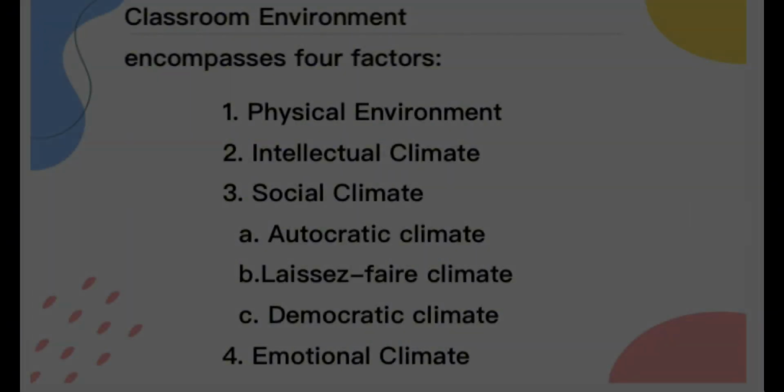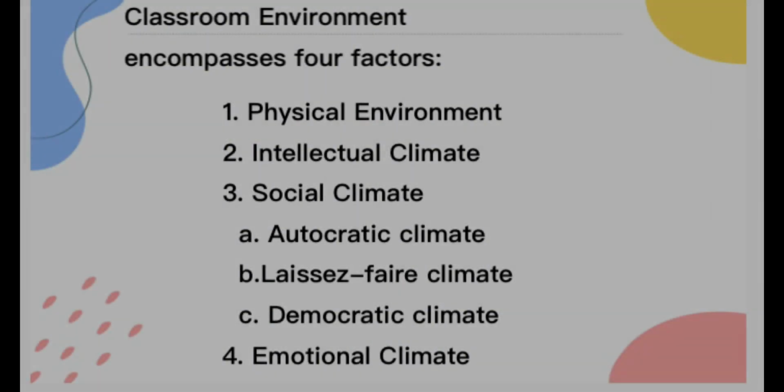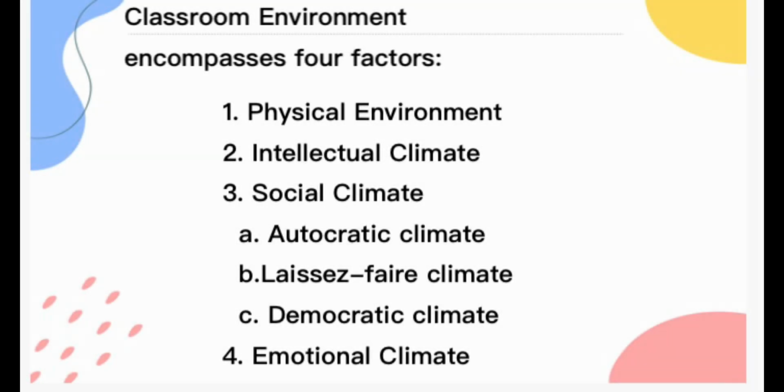And the last one, the classroom environment encompasses four factors. Number 1, physical environment. Number 2, intellectual climate. Number 3, social climate. And social climate has three types: the autocratic, laissez-faire, and democratic. And number 4 is emotional climate.